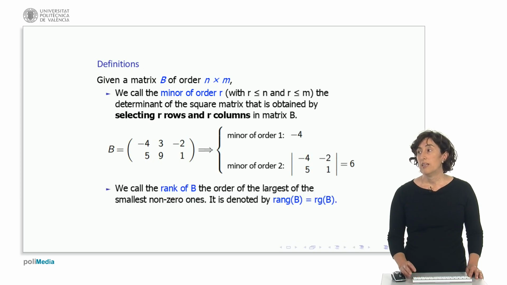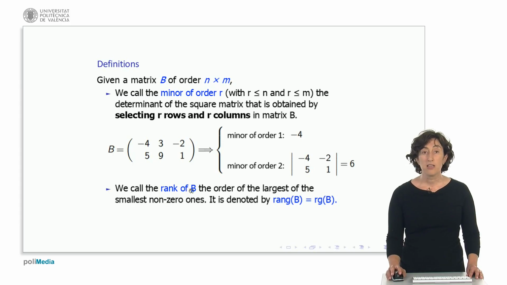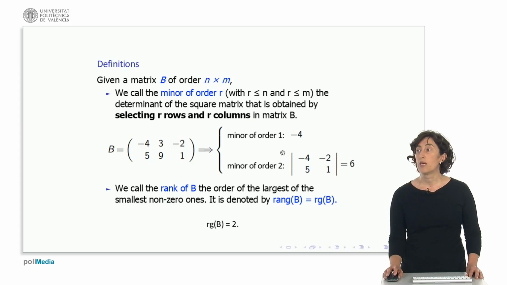If we want to talk about the rank of the matrix B, then the rank is defined as the order of the largest of the non-null minors, the highest order that we can build and that is non-null, and it will be denoted rank of B or rg of B. For example, for the matrix B that we have worked with before, the rank is 2 because we have been able to find a minor of order 2 different from 0, and it is the highest that we can build, since we can't build minors of order 3 as we said before. Therefore, the rank of the matrix B would be 2.